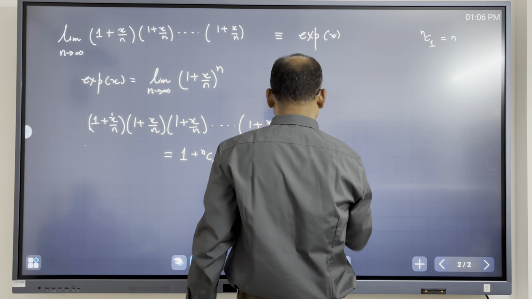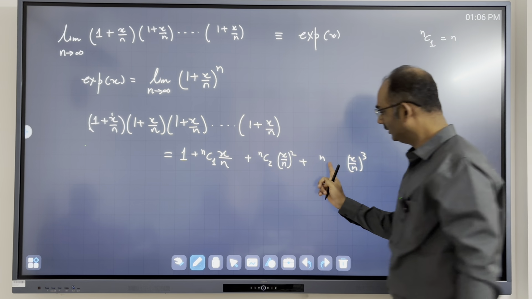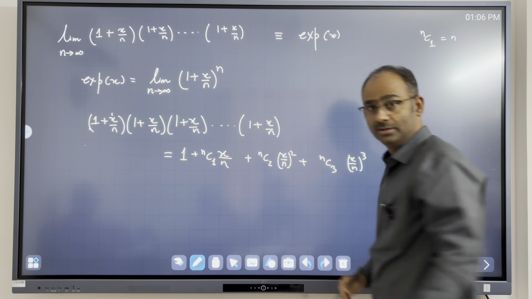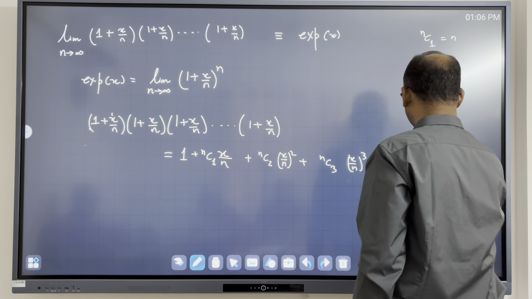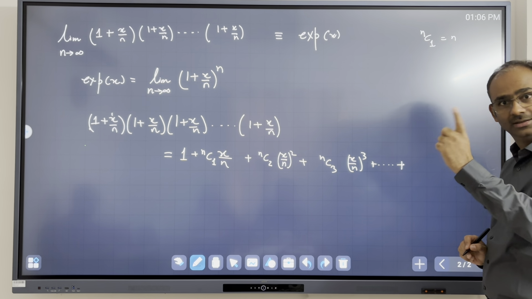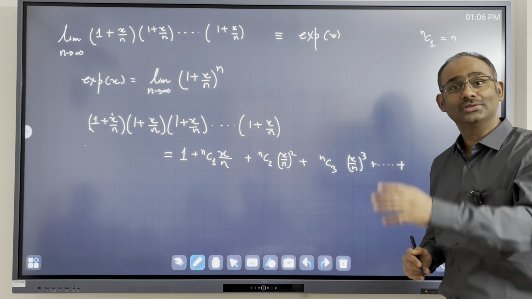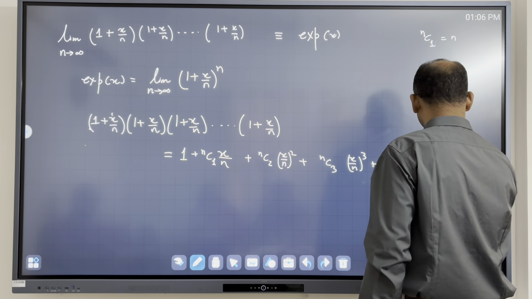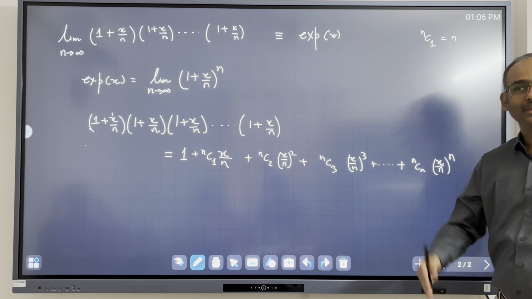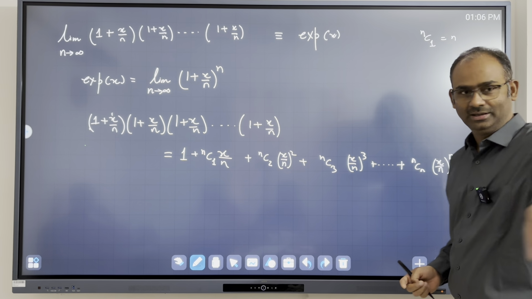Plus, now the pattern is clear. It should be n choose 3. Then we proceed like this, and then we come to the final degree n term, x to the power n. That is 1, but you have n choose n. In how many ways can you choose n items out of n items? There is only one way. So that's why n choose n is 1.